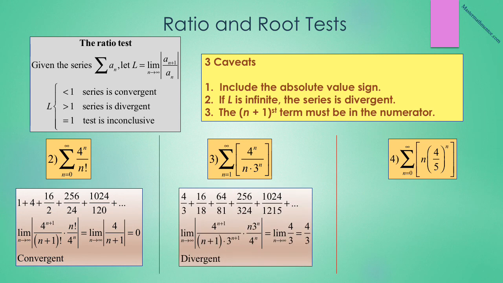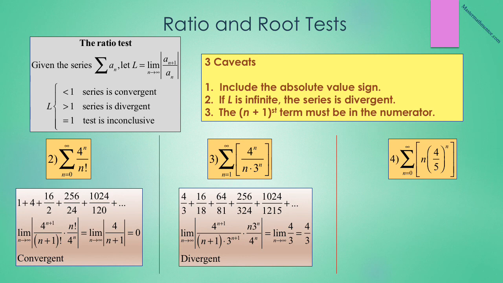Number 3 reads summation n equals 1 to infinity of 4 to the n over n times 3 to the n. When we expand, we get 4 thirds plus 16 over 18 plus 64 over 81 plus 256 over 324, etc. It appears that this is passing the nth term test, but it is not necessarily obvious.